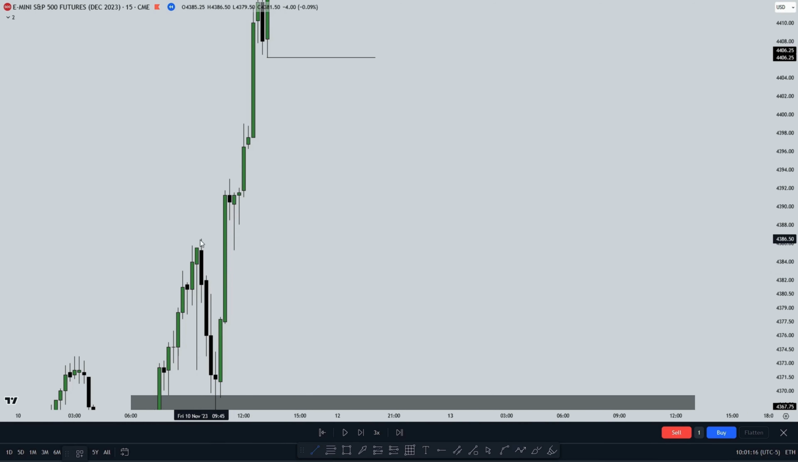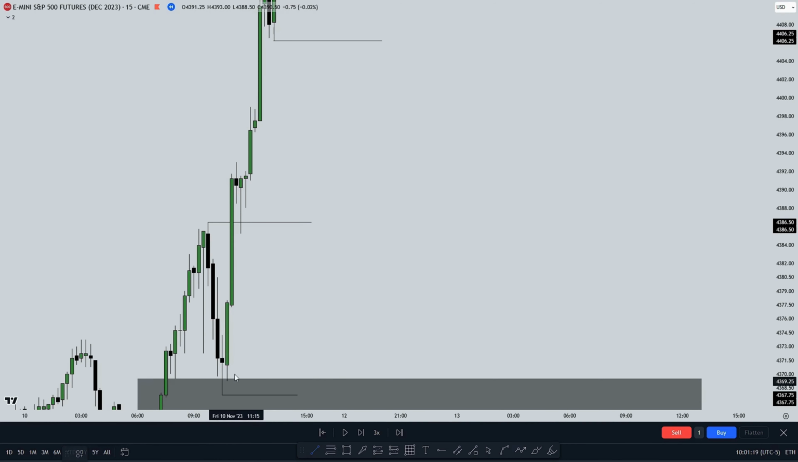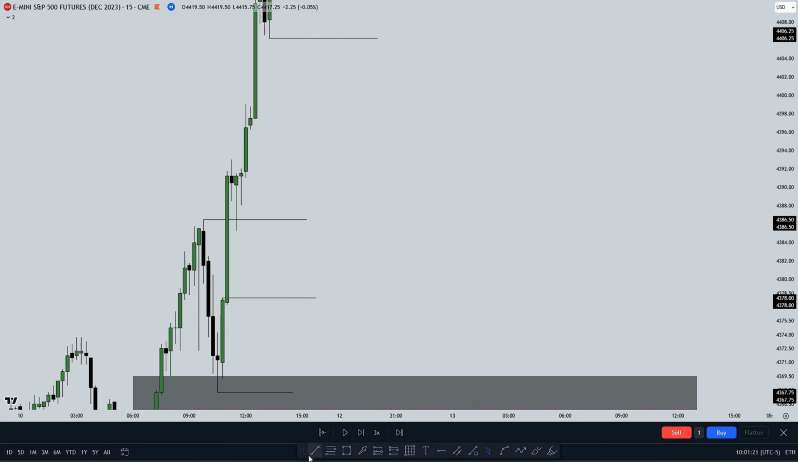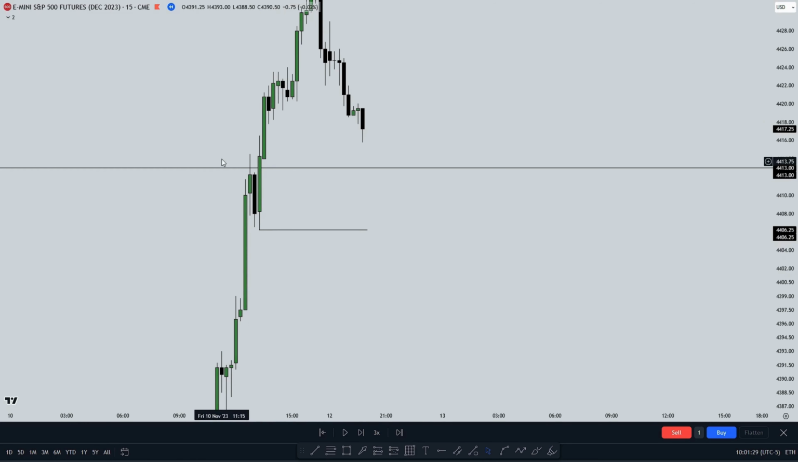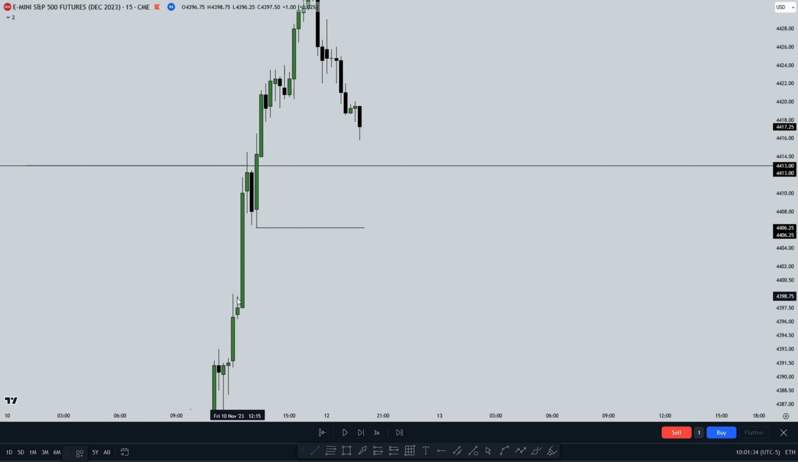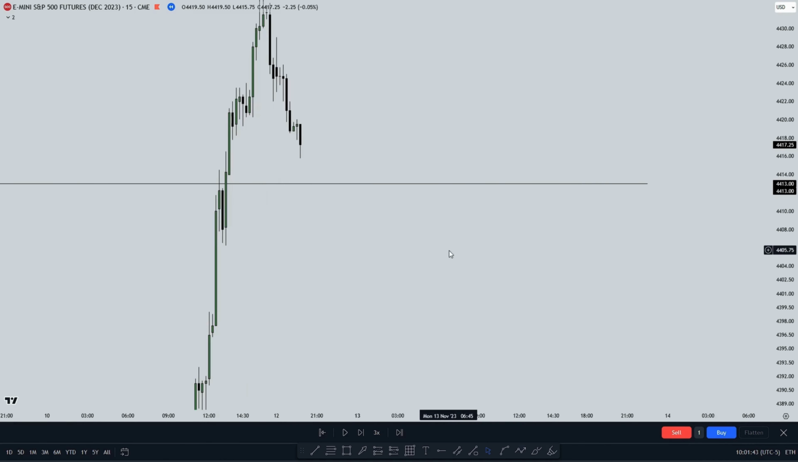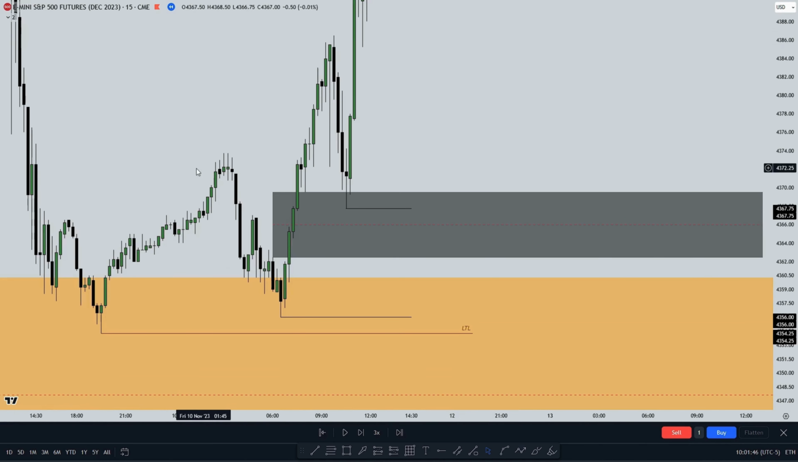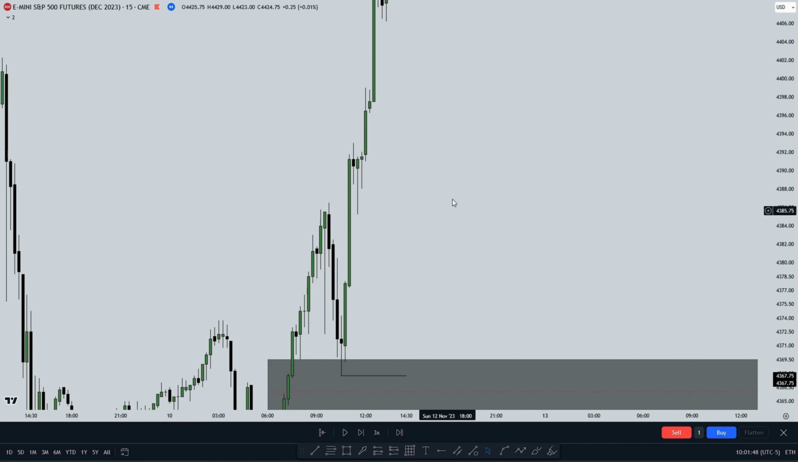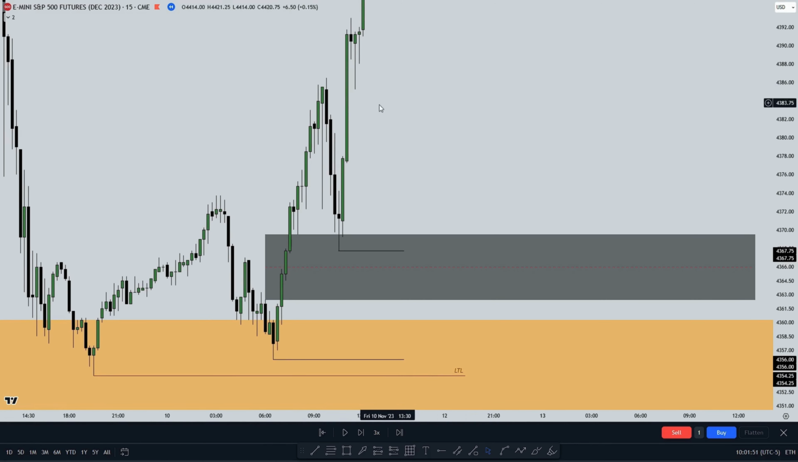Then we trade a new market structure shift within a fair value gap. See right here. And we go higher, creating a high resistance liquidity run to the downside, touching this fair value gap. And then we go even higher, taking out this high right here. So this is a low resistance liquidity run example to the upside, and a high resistance liquidity run to the downside.